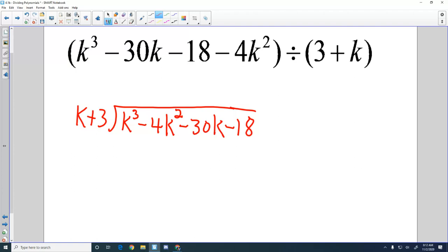So you look at the first term here and the first term there. That's a k, and that's a k to the third power. You want to make this k into a k to the third. So what else would it need to be multiplied by to become a k to the third power? What could you multiply it by?